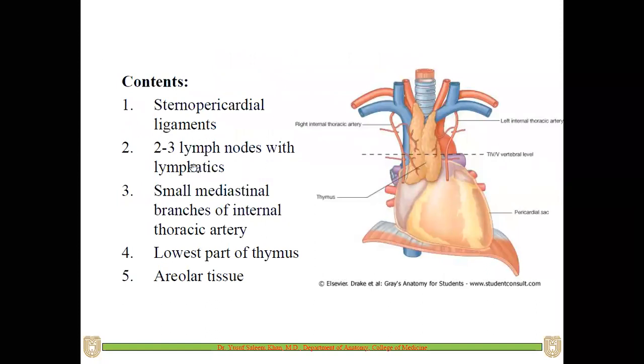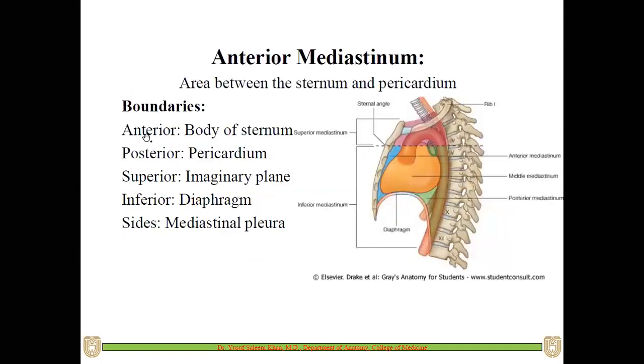Then 2 to 3 lymph nodes with the lymphatics will be present here. Then the small mediastinal branch of the internal thoracic artery. The internal thoracic artery, also called the internal mammary artery, passes through this. Then the lower part of the thymus. Thymus we saw is in the superior mediastinum. This is the superior mediastinum, and this is the inferior mediastinum. So even a part of the thymus enters into the anterior mediastinum. Okay. Then areolar tissue. There will be fat which will also be present here, which will fill this small gap. Okay, so these are contents which are in the anterior mediastinum, which is present in front of the heart.